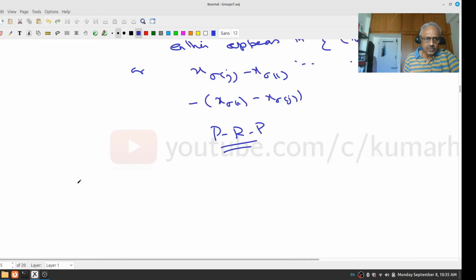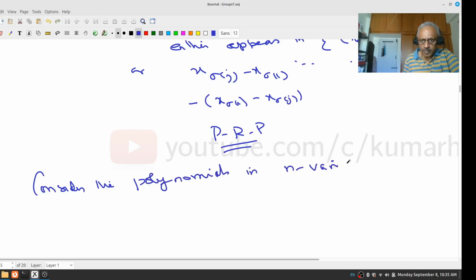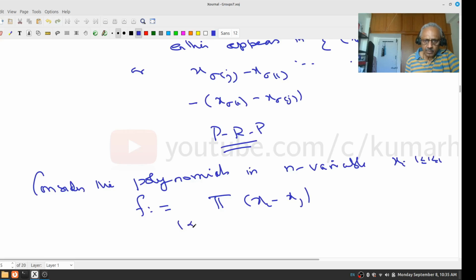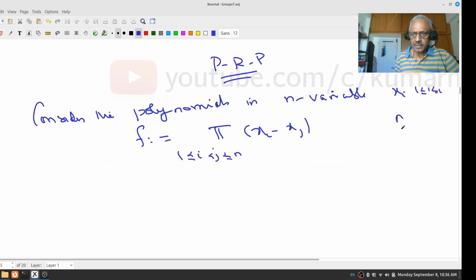So consider the polynomial in n variables. My f by definition is the product of xi minus xj, where 1 is less than or equal to i, but i is less than j, less than or equal to n. So this has n choose 2 terms in this polynomial.